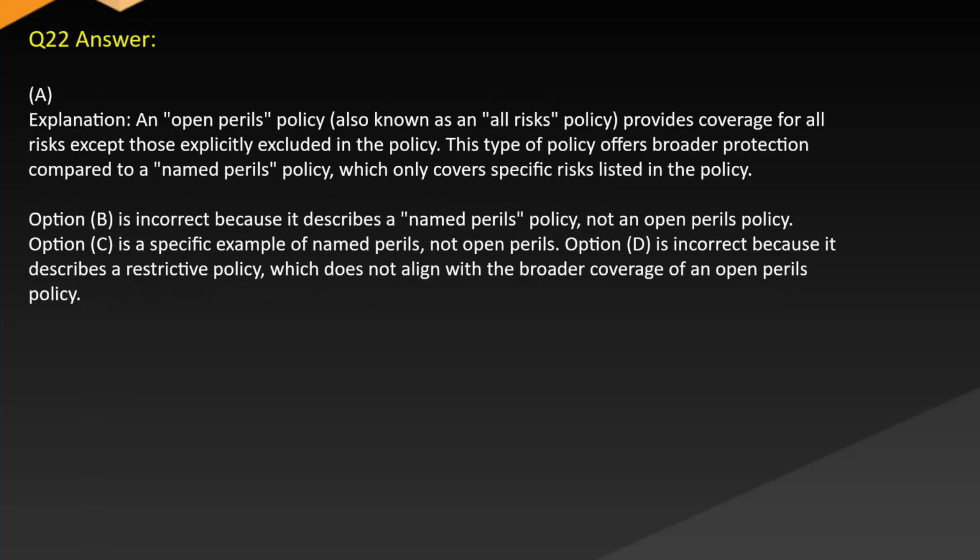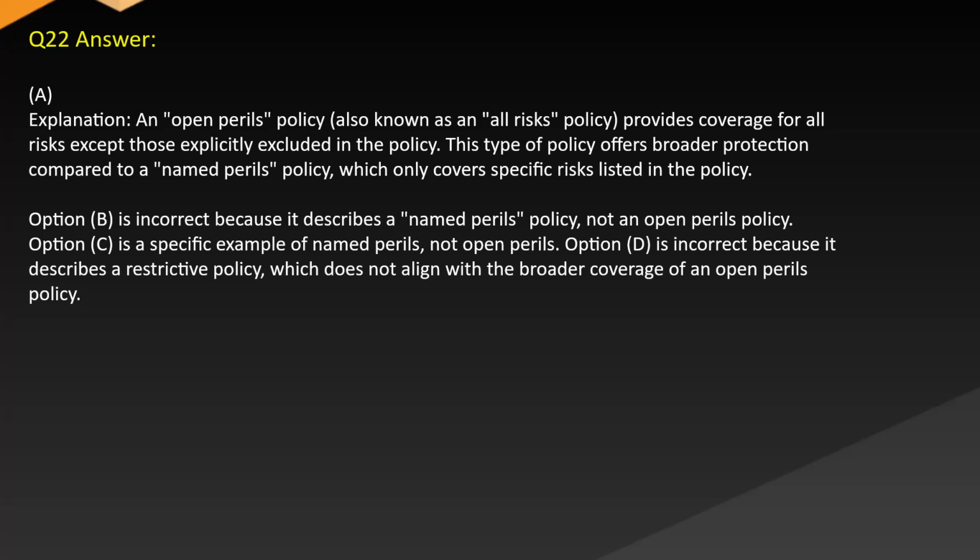Answer A. Explanation. An open perils policy, also known as an all risks policy, provides coverage for all risks except those explicitly excluded in the policy. This type of policy offers broader protection compared to a named perils policy, which only covers specific risks listed in the policy. Option B is incorrect because it describes a named perils policy, not an open perils policy.